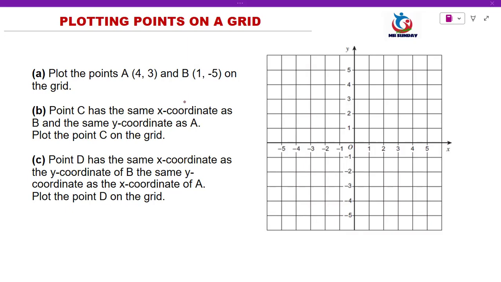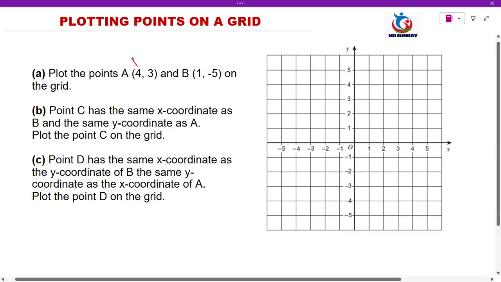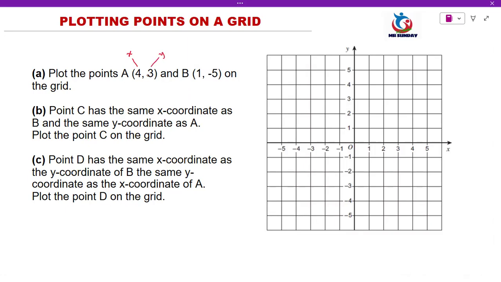The first thing for you to know here is that whenever you're given a coordinate, the first value is the x coordinate, while the second value is the y coordinate. Very important. The first coordinate is the x coordinate, while the second value is the y coordinate. Very, very important. So with this, you'll be able to plot your graph.